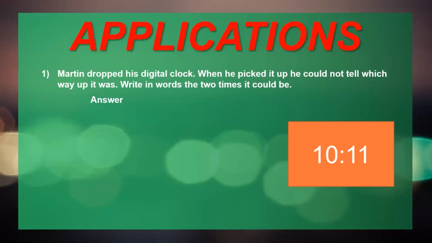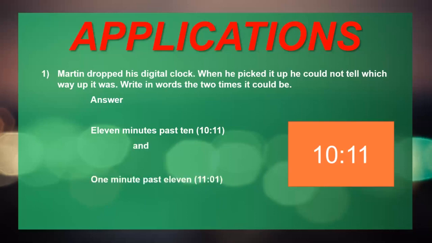The first possibility is how you can see the time right now on the screen. You can read it like that. Now it is 10:11, which means 11 minutes past 10. There is another possibility. Sometimes the time may be this too. What is that? That is 1 minute past 11. That is, the time may be 11:01. Now you understand how it comes?